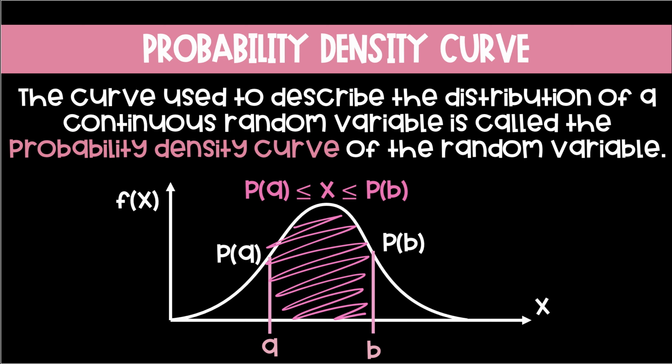The curve used to describe the distribution of a continuous random variable is called the probability density curve of the random variable. Please remember our definitions covered so far. A random variable is a numerical outcome of a probability experiment. Then we have numerical outcomes classified as continuous and discrete. The discrete ones can be listed, for example, the whole numbers. And a continuous one cannot be listed, which would be, for example, the numbers including the decimal numbers.